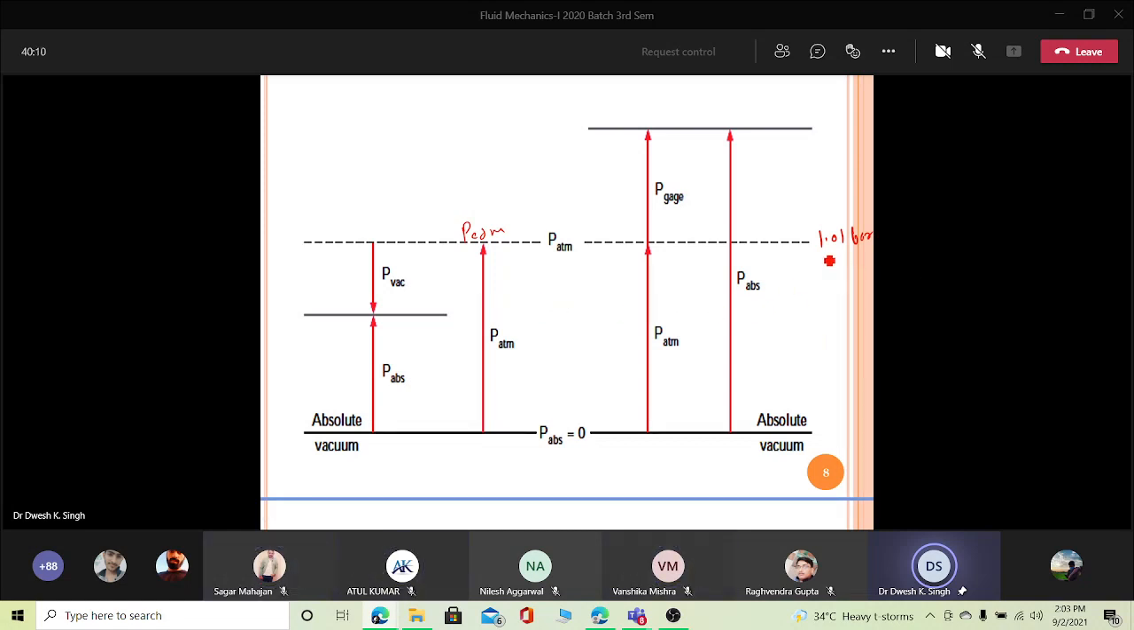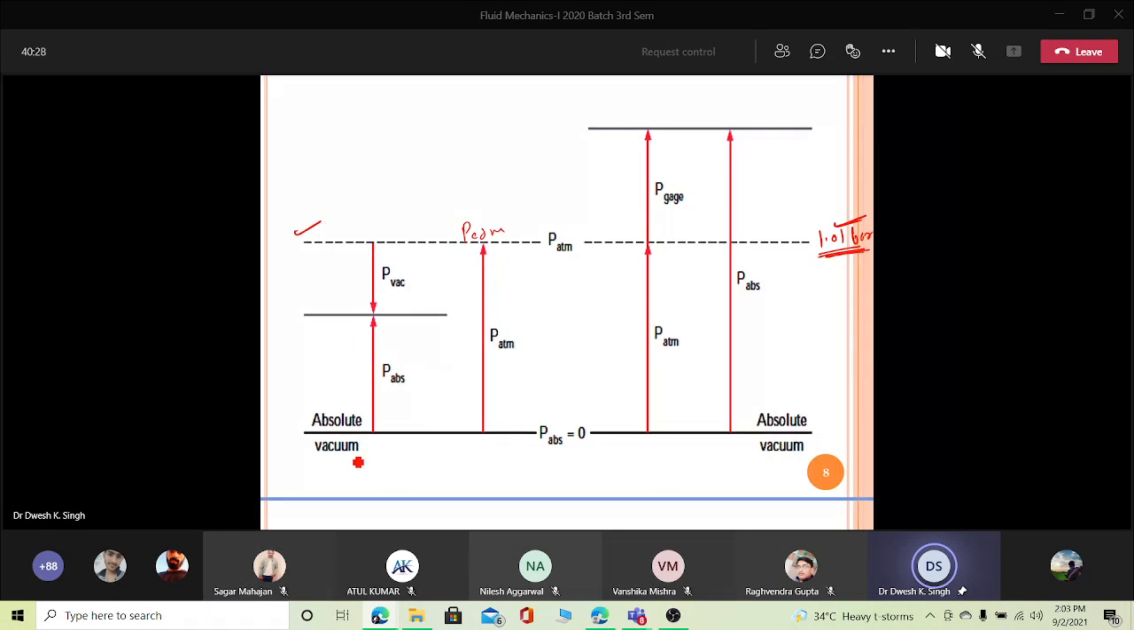So in the atmosphere, you will always feel this pressure. You are under this pressure always. If you are living in this atmosphere, it means you are under this pressure. This is fixed. So this is one of our reference lines.